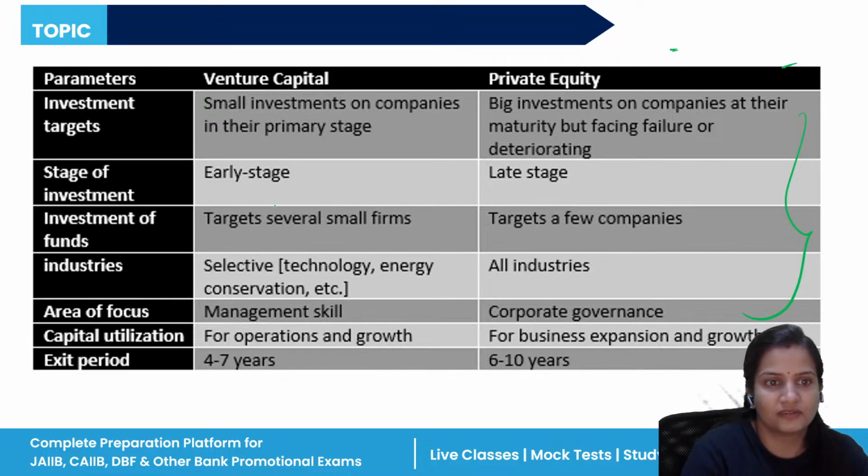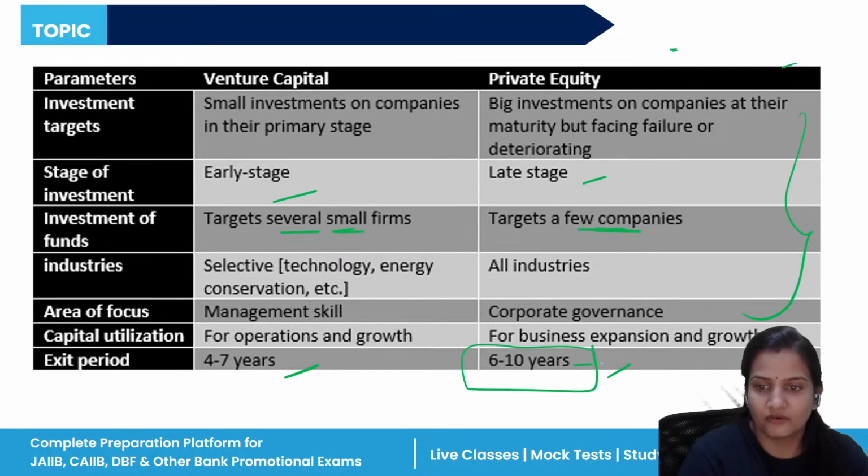Clear? So VC is an early stage of investment. PE is a bit later stage. VC targets several small firms. PE targets only a few companies. VC holds for 4 to 7 years, and PE takes almost 6 to 10 years in that company, from entering to exit.